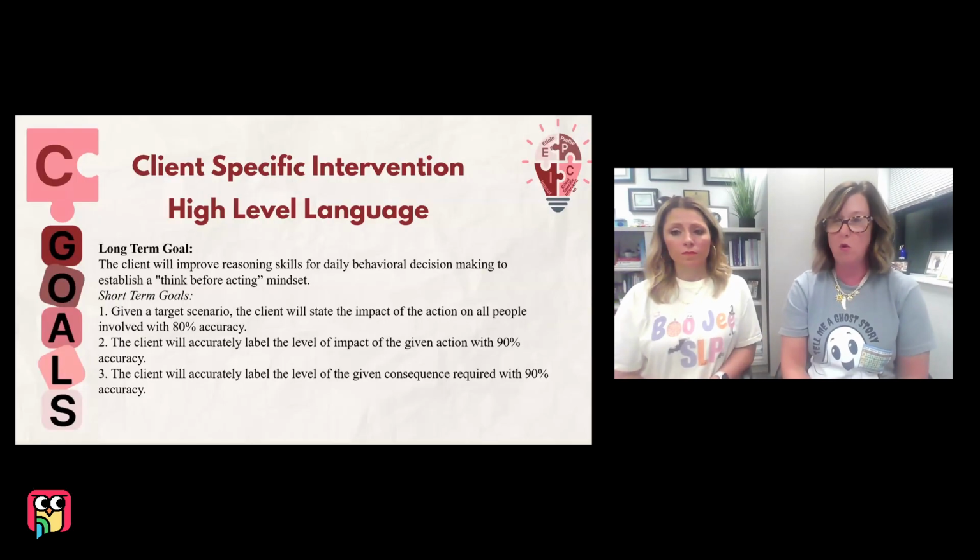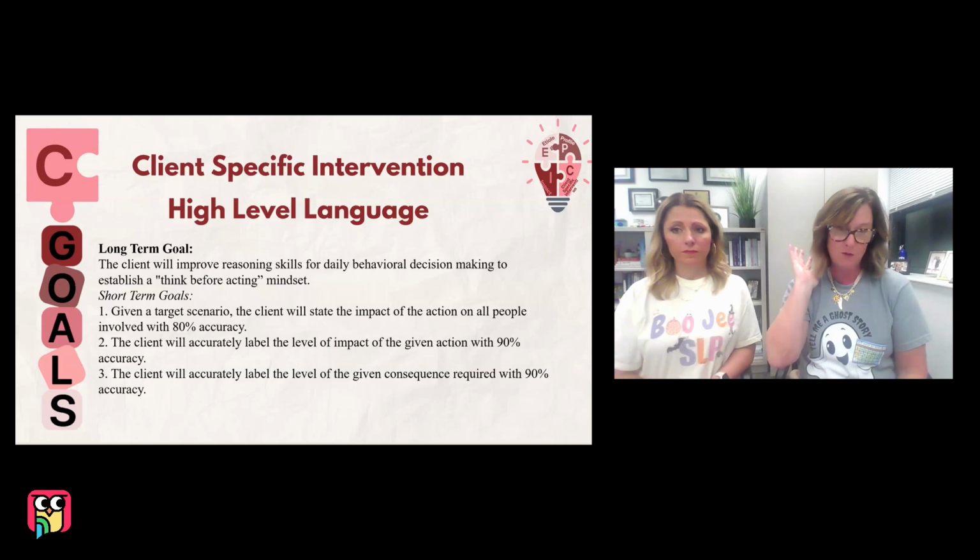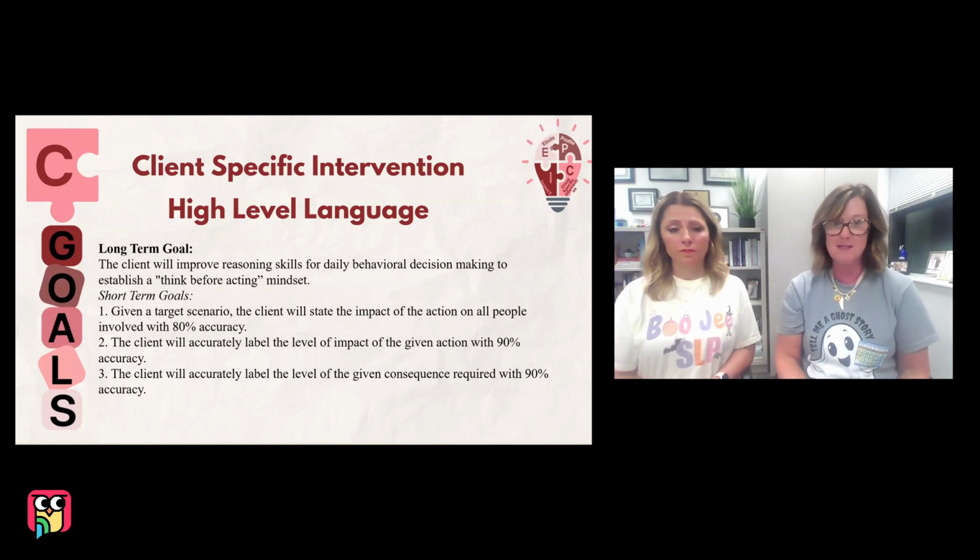High-level language or reasoning kinds of activities that happen in that frontal lobe are another really important client-specific intervention for kids with dysregulation. We know that they often don't ever get to that frontal lobe use because they're functioning and kind of stuck in that primitive brain survival mode. So they need lots of practice there. So we do have some goals for Andrew in reasoning, for daily behavioral decision making. We really want him to think before acting.